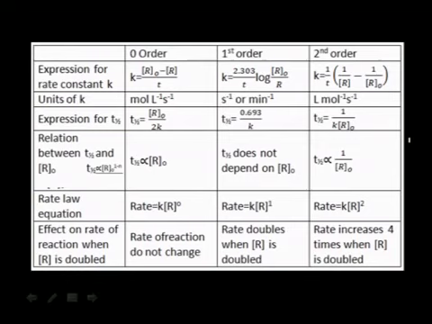Therefore, you can predict the order of a reaction either by the units of rate constant, or by the variation of T half with initial concentration, or by the variation of rate when the concentration of reactant is doubled.